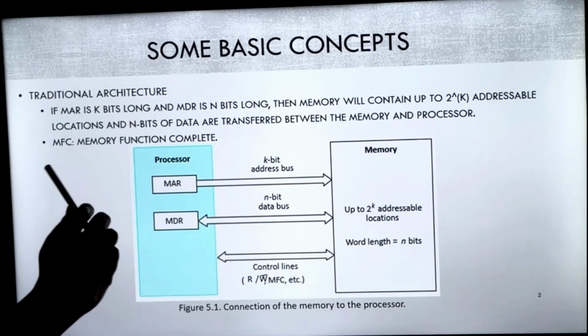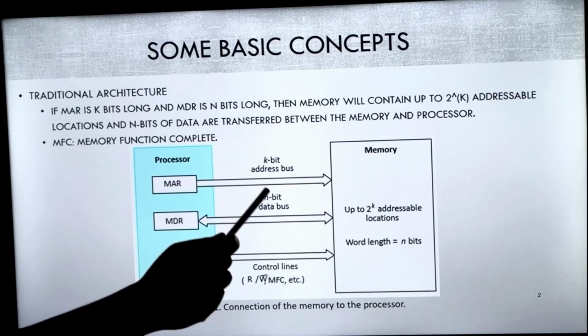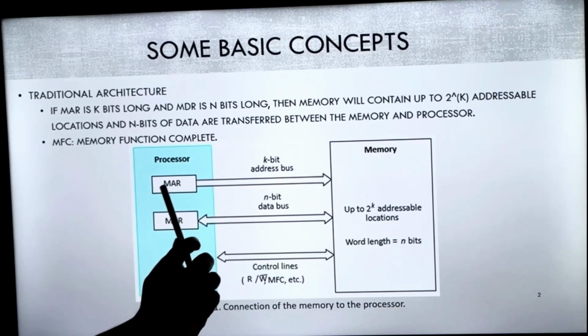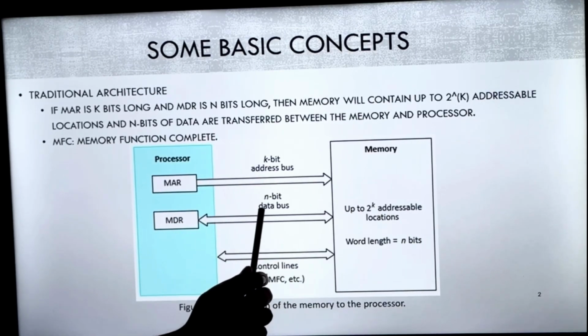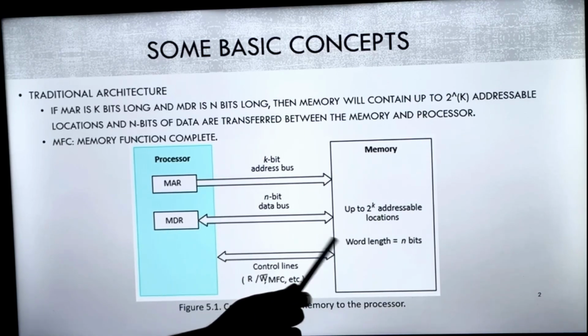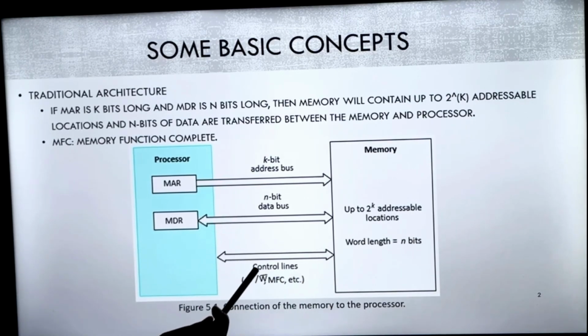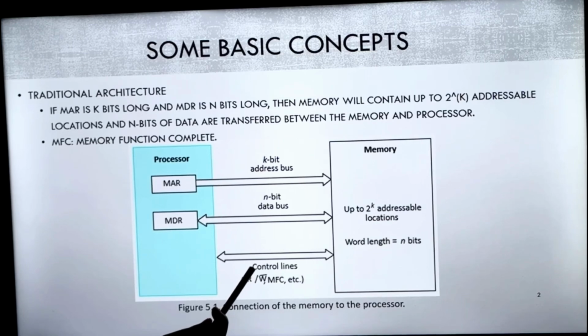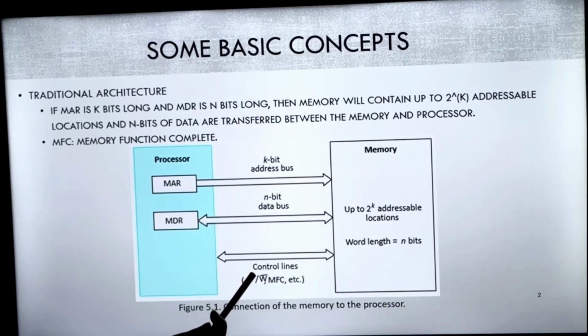Fine. Now, we know we have an address bus to communicate between MAR and the memory. We have a data bus to communicate between MDR and memory. Similarly, we have a control bus or control lines also, right? What is the major functionality of control lines? To send the control signals.